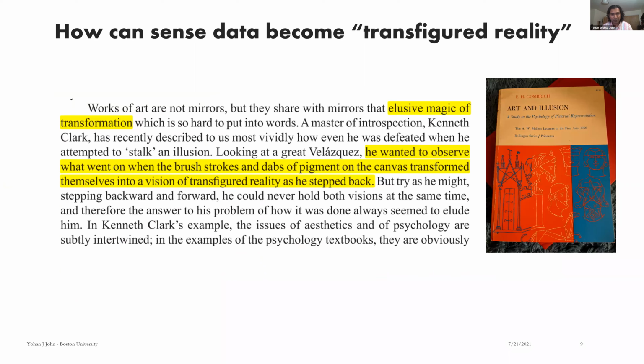One way to approach the issue of the Gestalt, or the kind of all things hanging together in the visual field, is to think, how does something that's not just daubs of paint that you can see as daubs of paint when you're close up, how do they become a painting? So this Kenneth Clark, who I believe is the same Kenneth Clark who went on to make that famous documentary, I think it's the Civilization guy. Yeah. So he apparently, when looking at a great Velázquez painting, wanted to observe what went on when the brushstrokes and dabs of pigment on the canvas transformed themselves into a vision of transfigured reality as he stepped back.